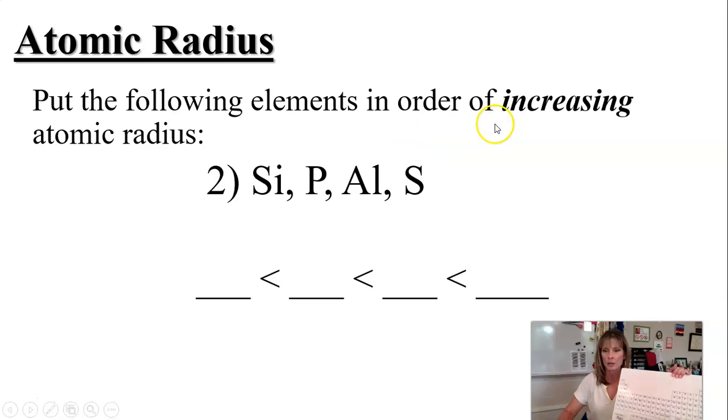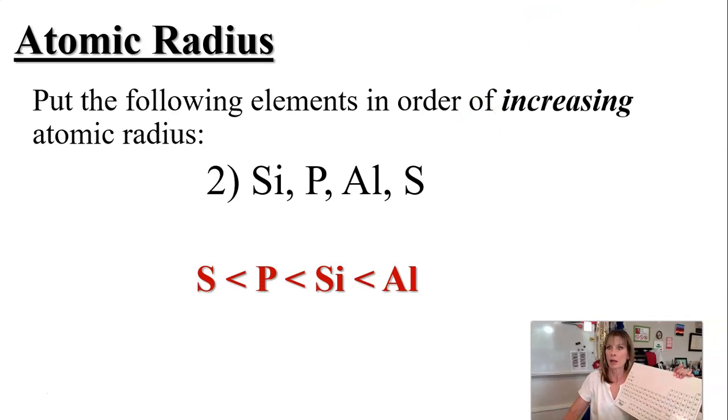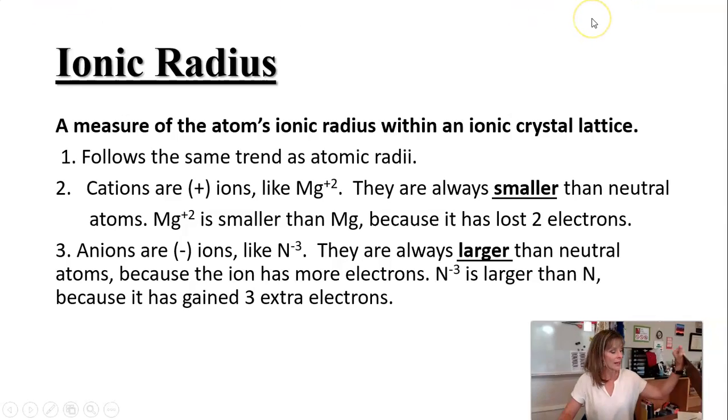Okay, how about this one? Silicon, phosphorus, aluminum, and sulfur. Okay, remember atomic radius gets bigger as you move from right to left. So it would be sulfur, phosphorus, silicon, and aluminum. Let's check me, see if I'm right. Yup, I figured.